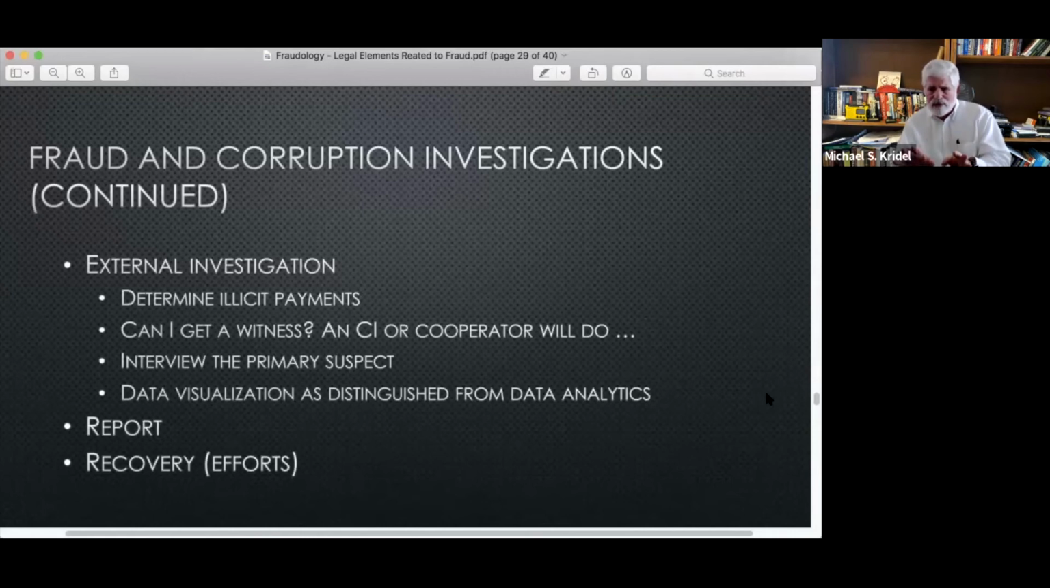for any reason. A cooperator is someone who's already been caught committing a crime and is willing to cooperate with the investigator to get a reduced consequence, a reduced sentence, reduced financial damages. But a cooperator is literally someone who got caught. A confidential informant is someone who may not even be involved in the crime, but is willing to provide the investigator with information.